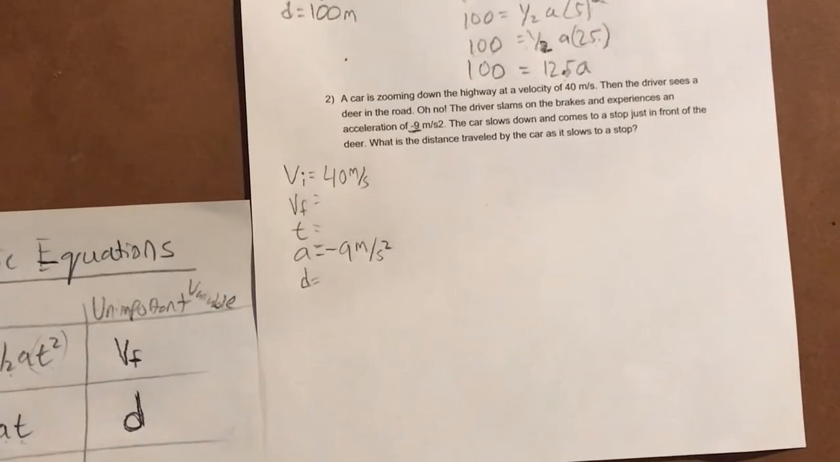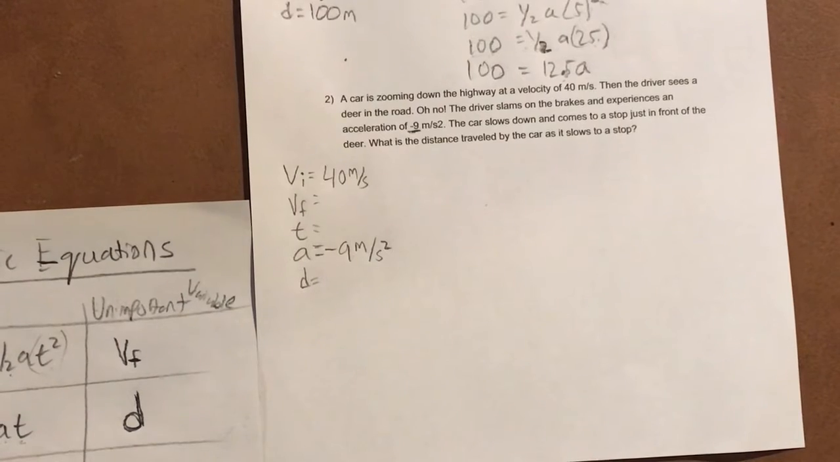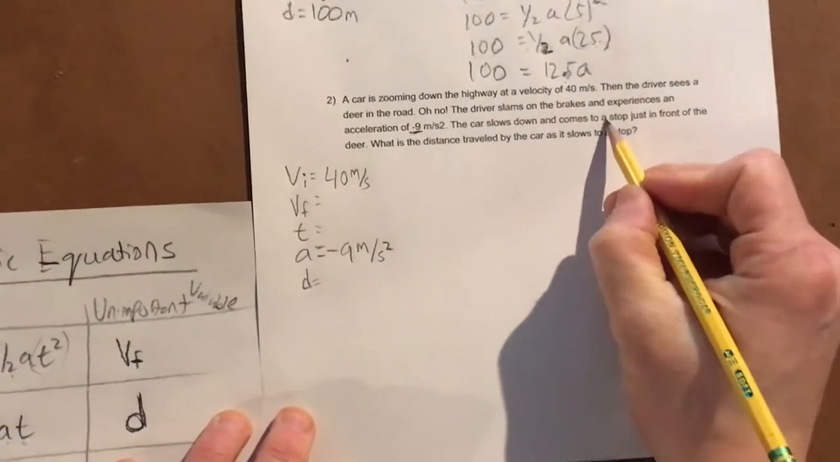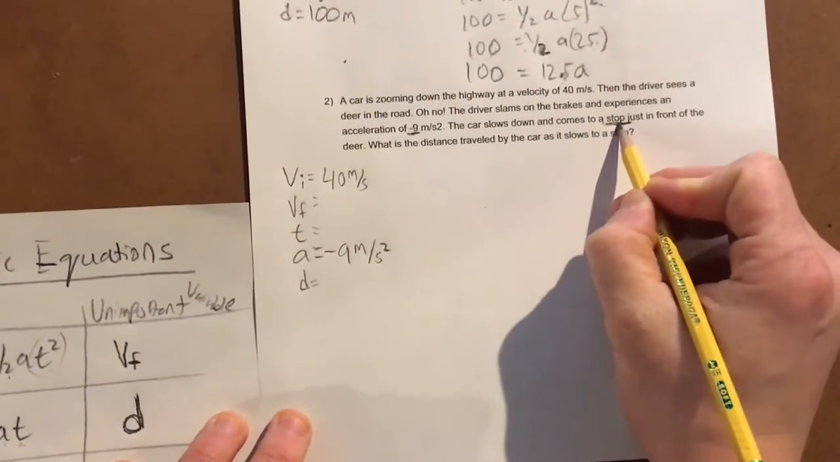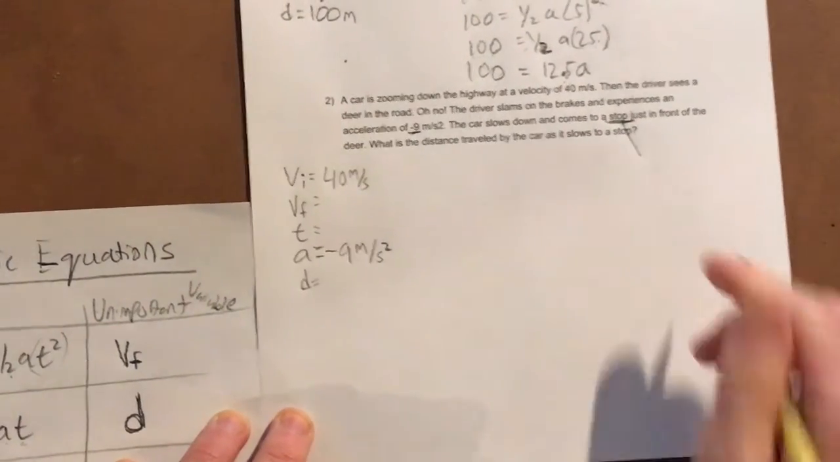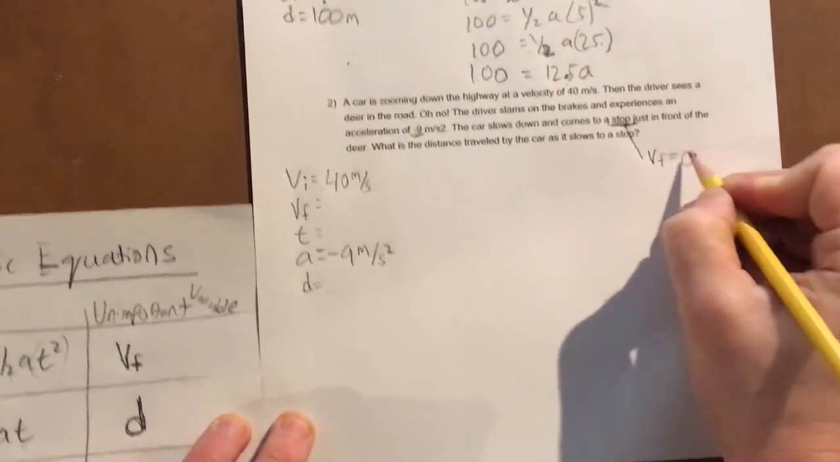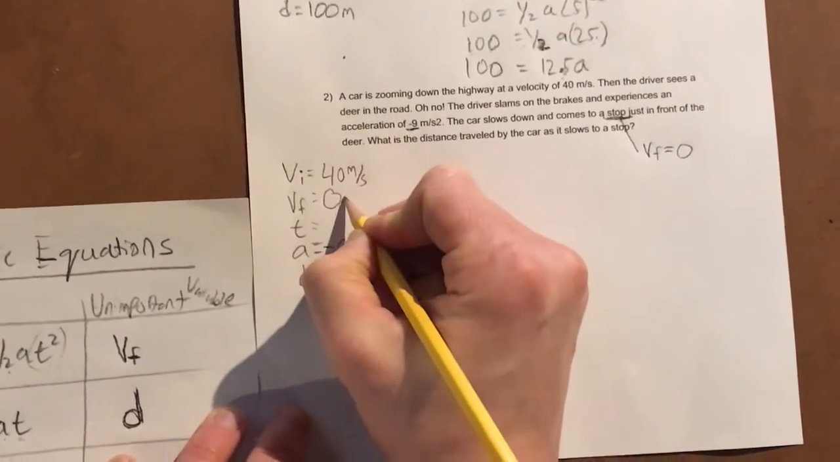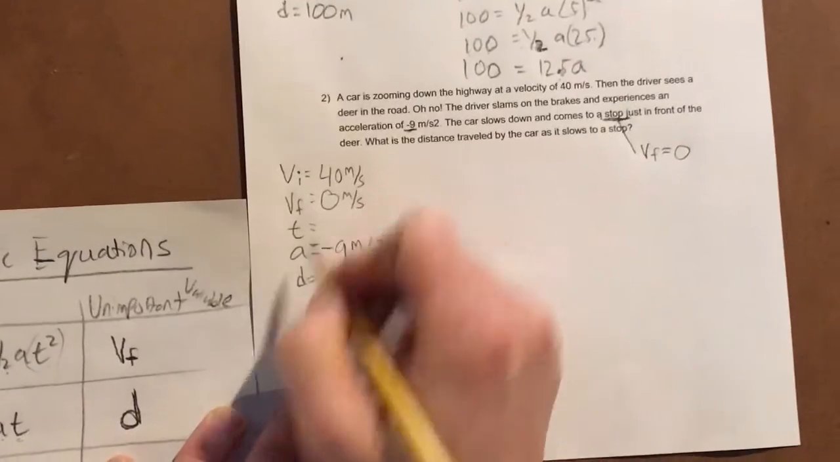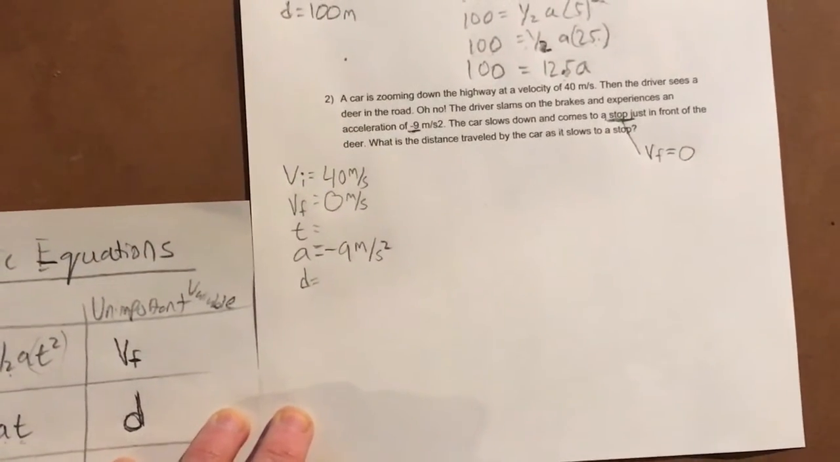The car slows down and comes to a stop just in front of the deer. The car slows down and comes to a stop. That means it's not moving, right? So at the end of the problem, it stops. That means its final velocity is nothing. In this case, when it comes to a stop at the end of the problem, then the final velocity is going to be 0 when it comes to a stop and it's braking.